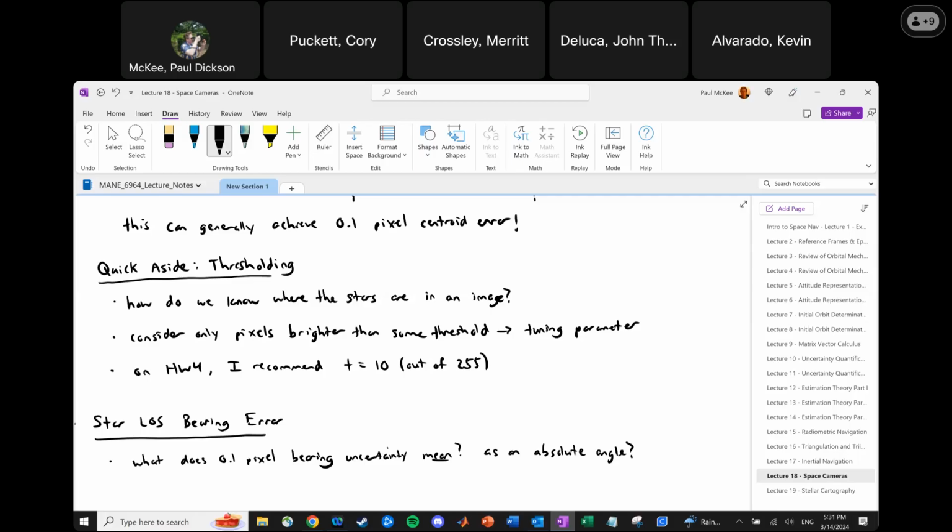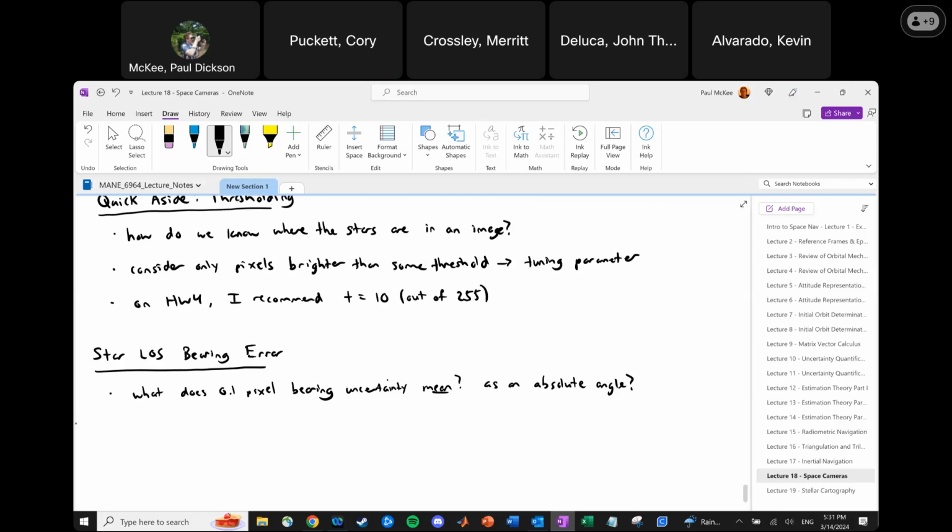So what is the width of a pixel as an angle? Well, there's a term for that. The angle swept out by a single pixel is called the instantaneous field of view, or IFOV. Here we go. So the instantaneous field of view.